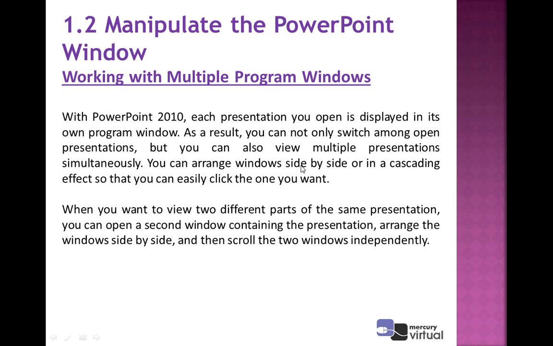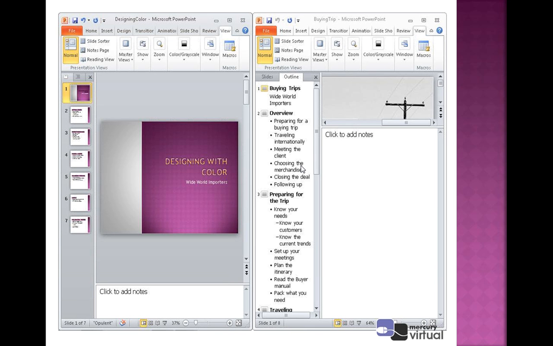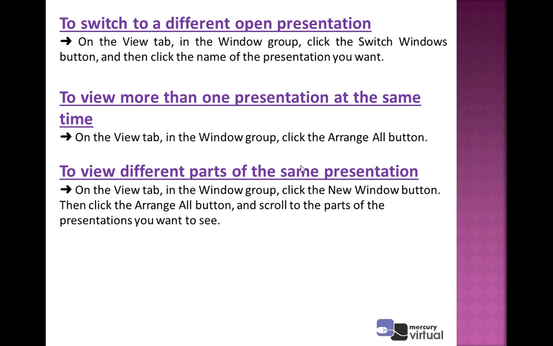Then 1.2 is how to manipulate the PowerPoint window. PowerPoint window means the interface for PowerPoint. How we can manipulate the PowerPoint window. Simply, when we open more than one window, you can make the windows available either in cascade form, in tile form, or in horizontal form. This is how we can arrange multiple windows. In one window there is a different concept, in another window there is a different concept.